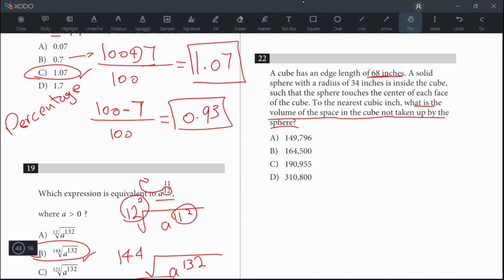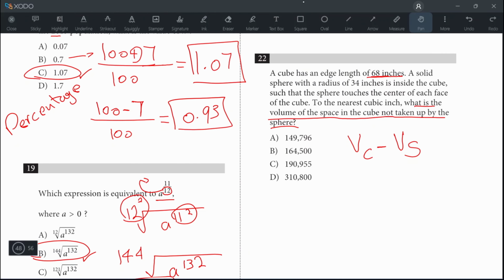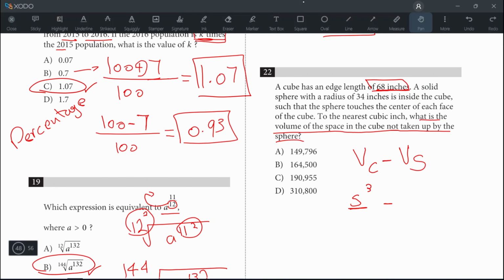We will subtract the volume of the sphere from the volume of the cube. So what is the volume of a cube? The volume of a cube is equal to S to the power of 3, where S is the side, which is 68 here. Now what about the volume of a sphere? The volume of a sphere is equal to 4 over 3 multiplied by pi and the radius to the power of 3. The radius is equal to 34 inches.